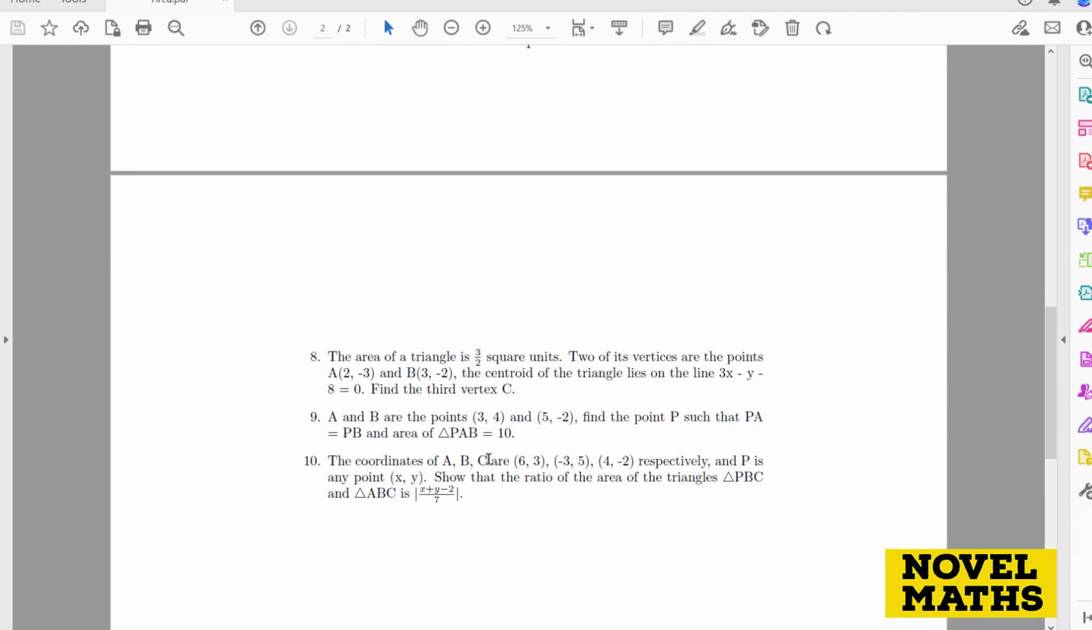Question 9. Question 9 says A and B, 2 points are given, 3, 4, 5, negative 2. Find the point P such that PA equals PB and area of triangle is 10. Again similar, 2 points are given and some additional information is given. Let's plot this.